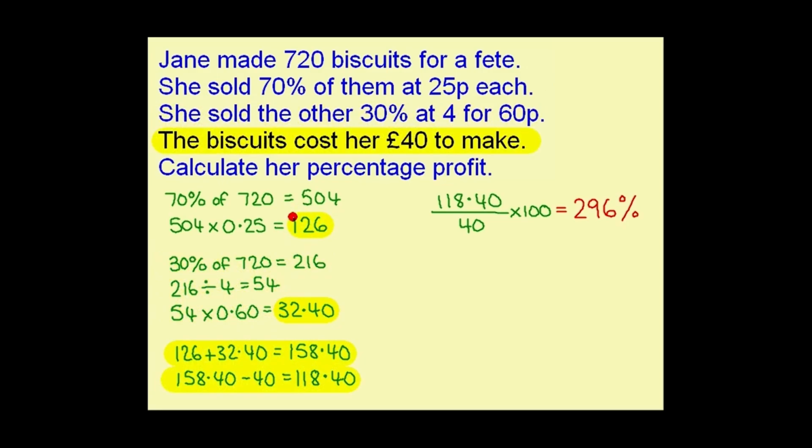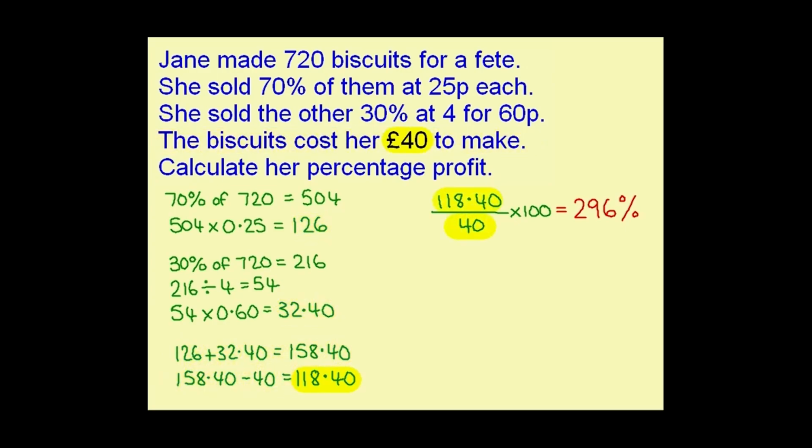So she made £126 plus £32.40, that's £158.40 altogether. The biscuits cost her £40 to make, so I take that off, and she's got a profit of £118.40. Now that's her actual profit. I want to work out her percentage profit.